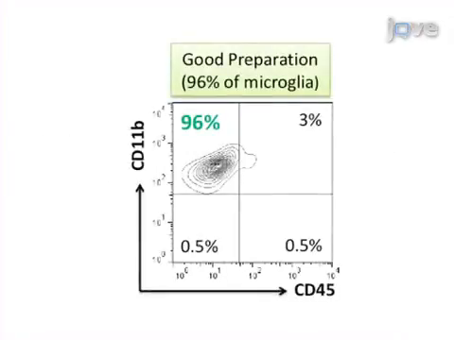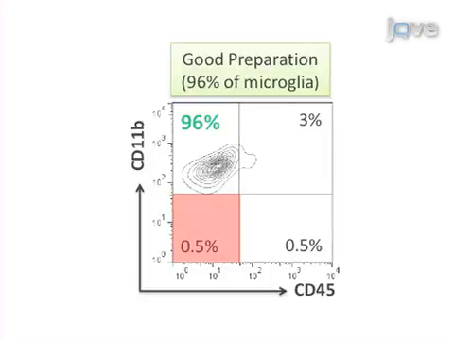As seen in this density plot, in the case of a good isolation of microglia from normal CNS, 95 to 98% of the cells will represent CD11b positive, CD45 low microglia, with 2 to 5% of the cell suspension being made up of CD11b positive, CD45 high perivascular macrophages. Less than 1% of CD11b negative, CD45 high lymphocytes, or CD11b negative, CD45 negative astroglial or oligodendroglial cells or cell fragments will be present.